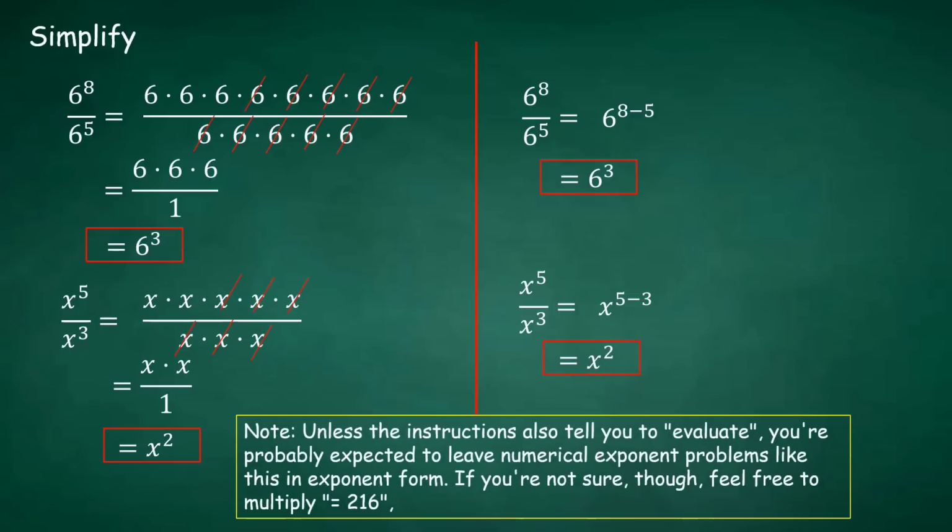Note: unless the instructions also tell you to evaluate, you're probably expected to leave numerical exponent problems like this in exponent form. If you're not sure, though, feel free to multiply 6 times 6 times 6, which equals 216, just to be on the safe side.